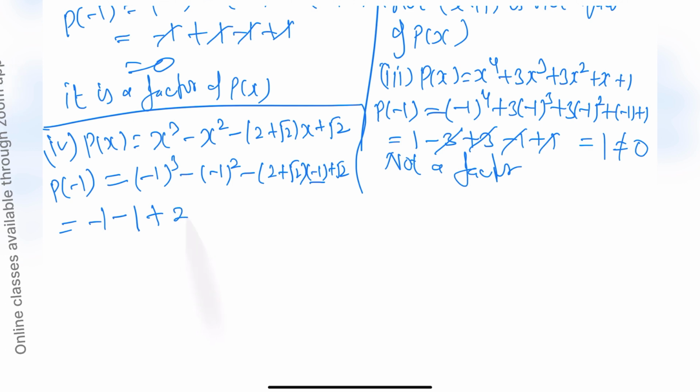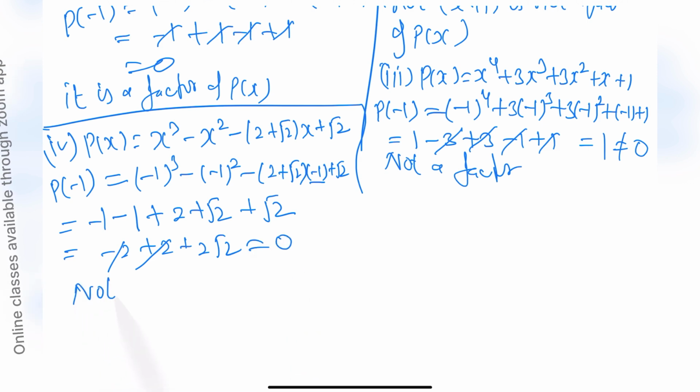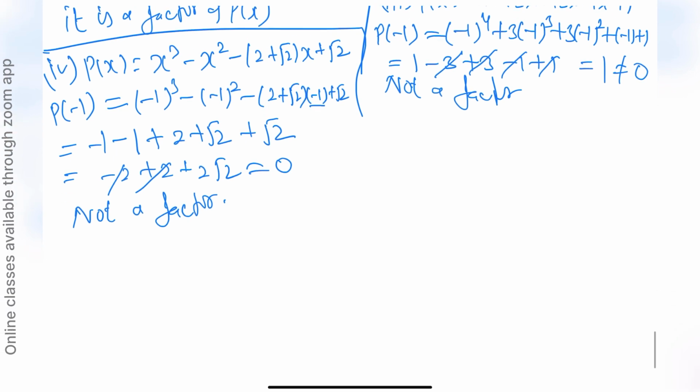Now minus 1 into 1 is minus 1, and 1 multiplied with 2 plus root 2 gives you 2 plus root 2, then plus root 2. So this is minus 1 minus 2 plus 2 plus 2 root 2. This is also not equal to 0, so not a factor.